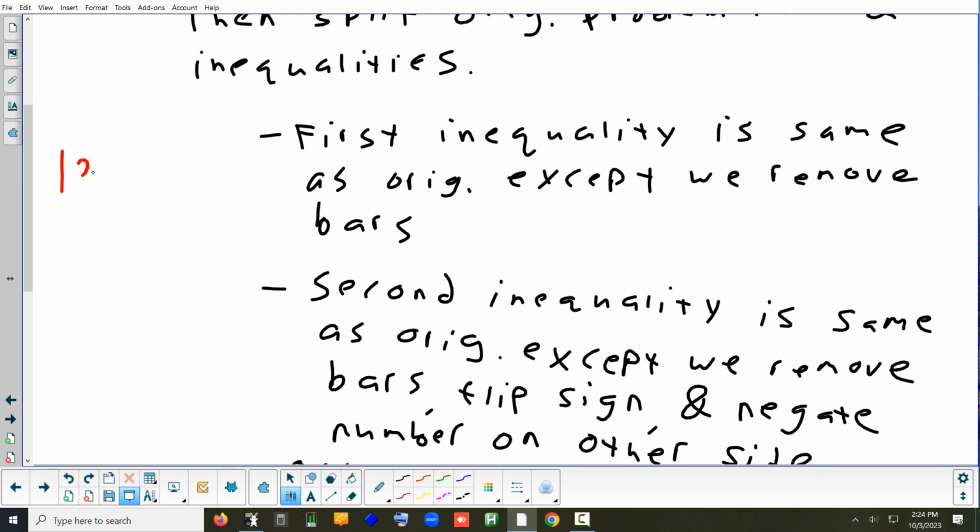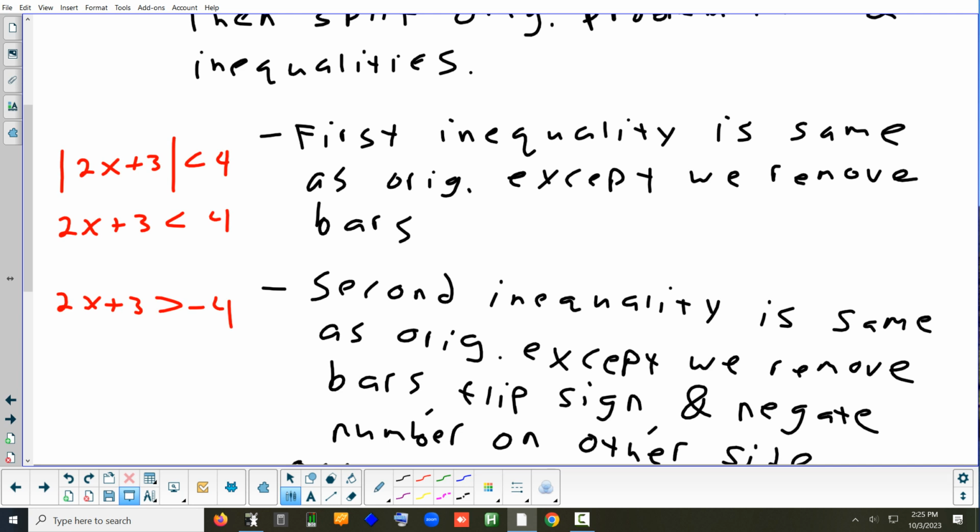So if I was doing something like this, one inequality would be 2x plus 3 is less than 4, and the other one is 2x plus 3 is greater than negative 4. Those are the two you would split that into.